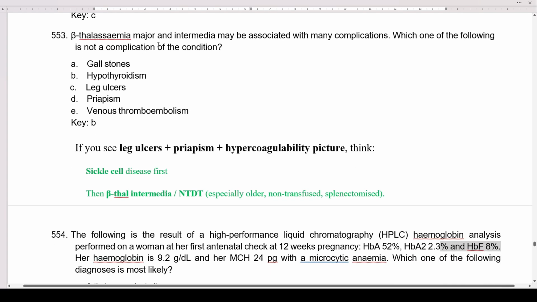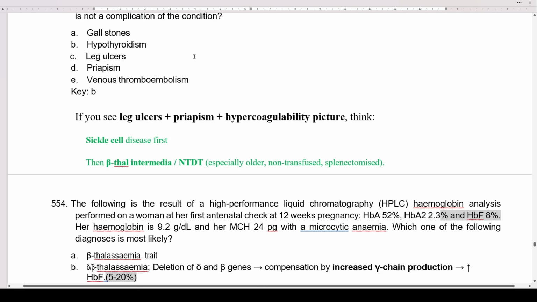Next is, beta thalassemia major and intermediate may be associated with many complications. Which one of the following is not a complication of the condition? Okay, so I think it should be beta thalassemia intermediate, so that will be more specific. Which is not a complication of the condition? Gallstones, hypothyroidism, leg ulcers, priapism, and venous thromboembolism. So hypothyroidism is not a complication of thalassemia, neither major nor intermediate. So option B is correct here.